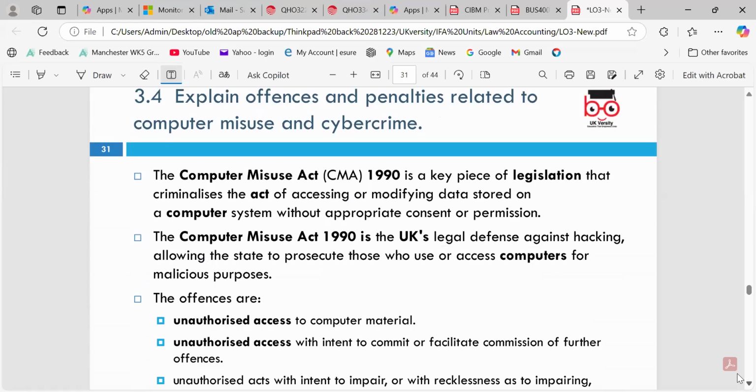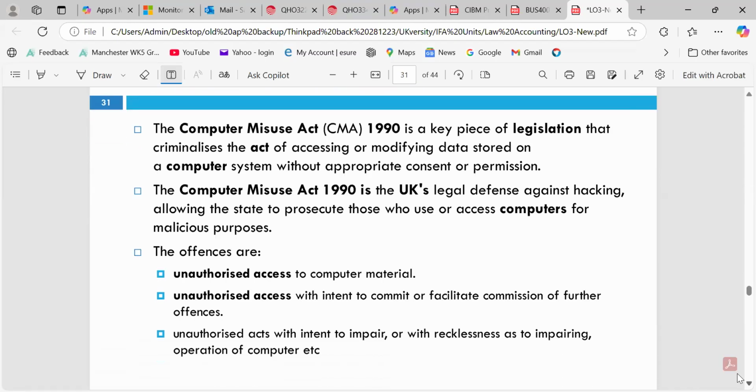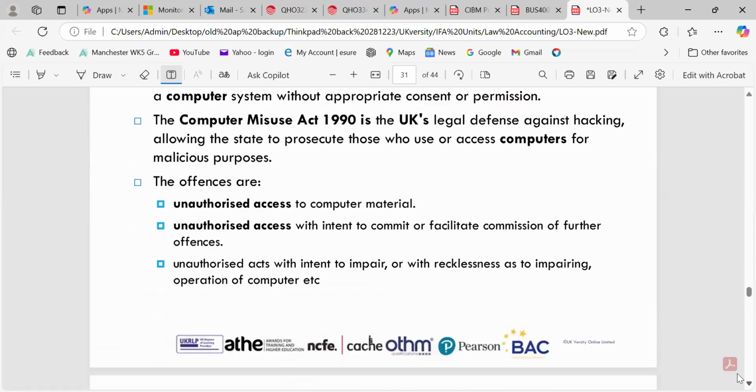So 3.4, and if you have any other questions you can ask. In 3.4 we look at computer misuse. We have the 1990 Act, the key piece of legislation, making it a criminal act to access or modify data stored on a computer without appropriate consent or permission. The Computer Misuse Act 1990 in the UK is the legal defense against hacking, allowing the state to prosecute, like the guy from London who in 15 seconds hacked the New York Stock Exchange, worth 75 million.